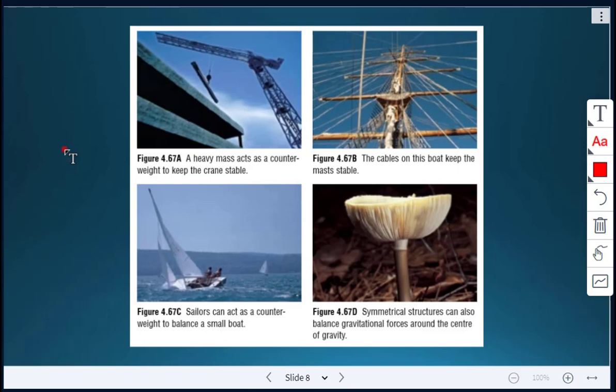Here we're just looking at some images. We have a heavy mass that acts as a counterweight to keep this crane stable. Here we have all these cables on this boat that keep the masts stable. Here the sailors can act as a counterweight to balance that small boat. And then symmetrical structures can also balance gravitational forces around the center of gravity.